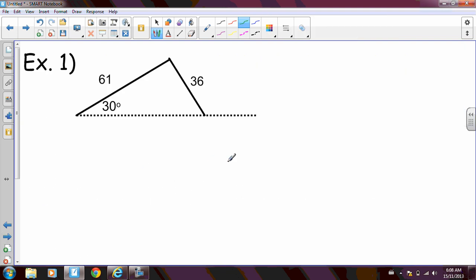So I'm going to go through this one now and look at it exactly as I would if this were a brand new problem for me and I didn't know whether there's one or two solutions. So the first thing I note, I have a side, I have a side, and I have an angle. So that is the potential ambiguous case.